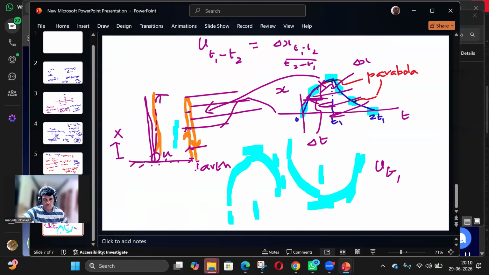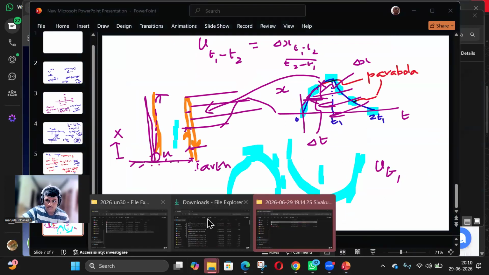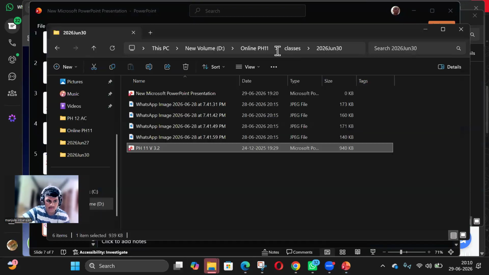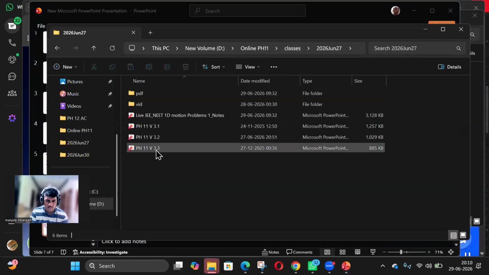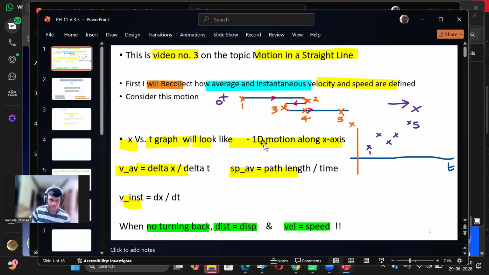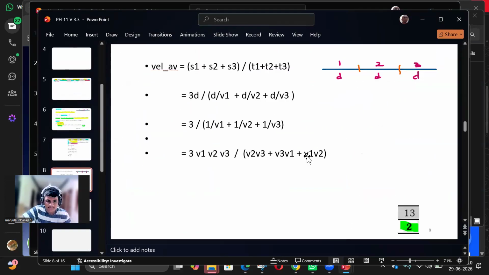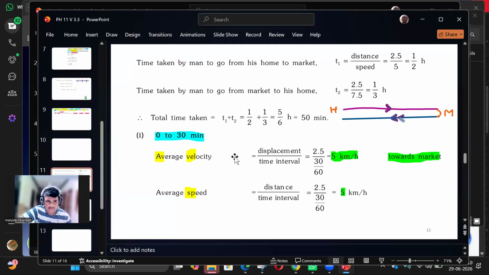And that previous thing, the problem home to market, we didn't finish it. Oh, yes. So what we figured is that going from home to market takes 30 minutes, while coming back takes 20 minutes.